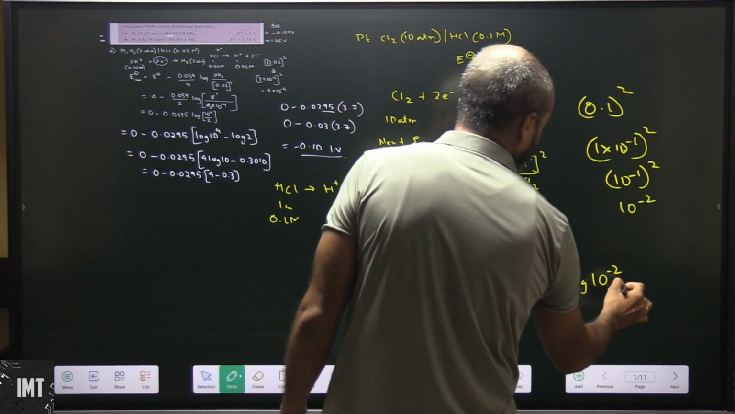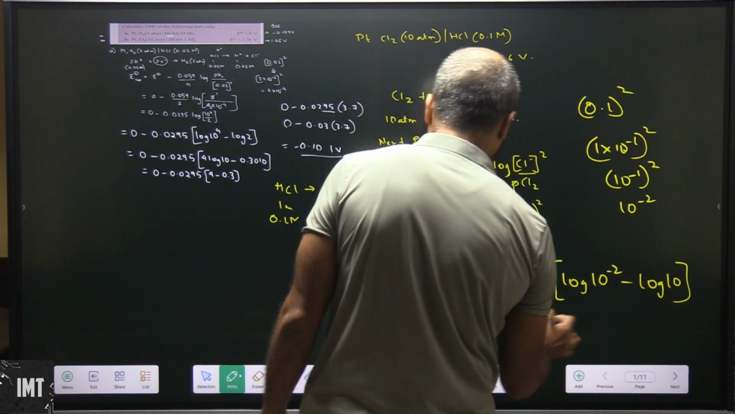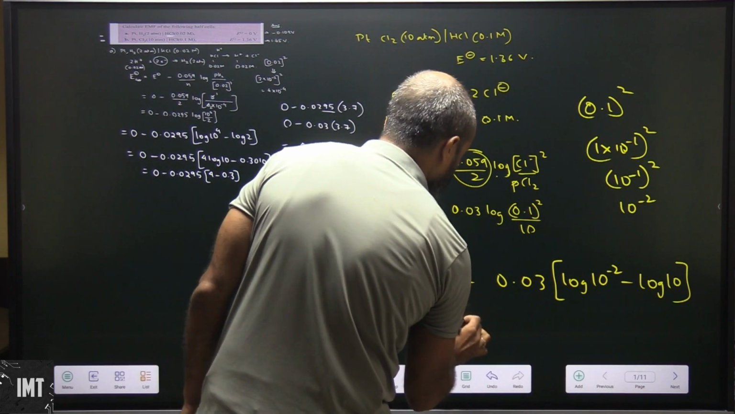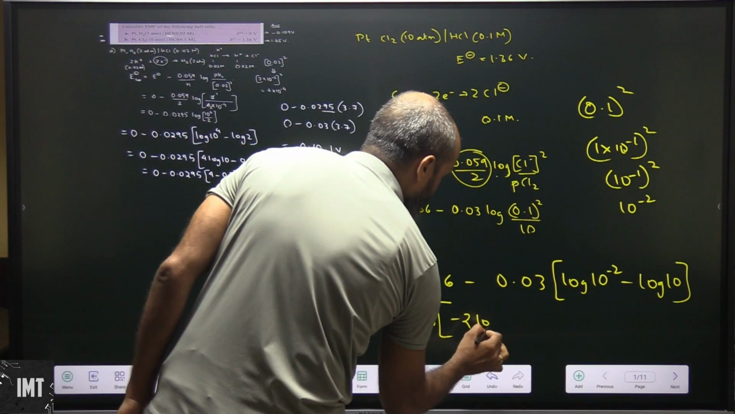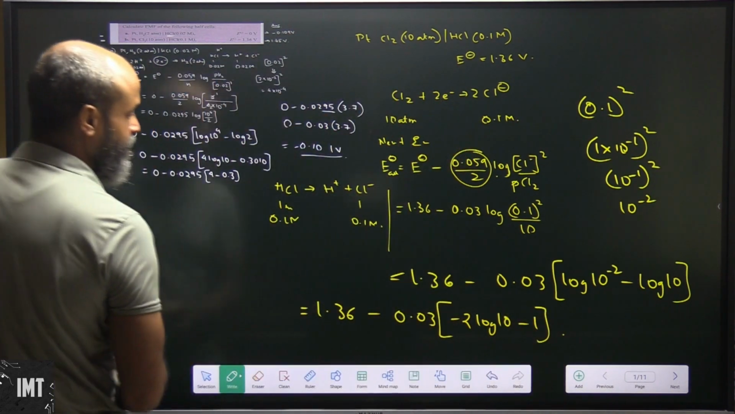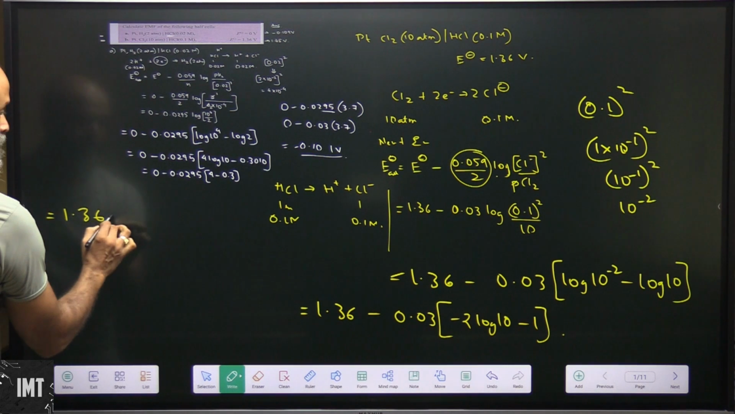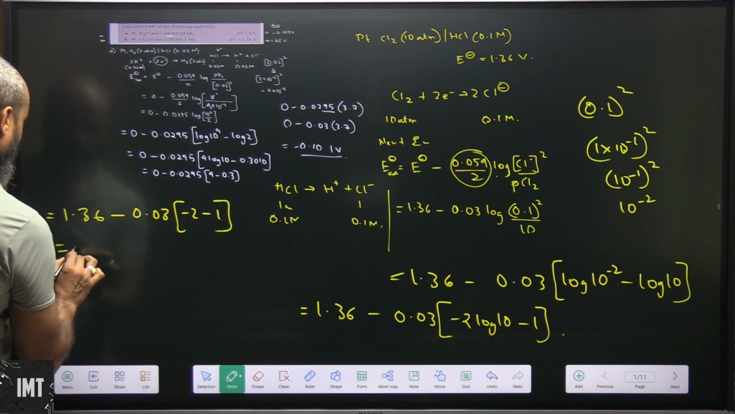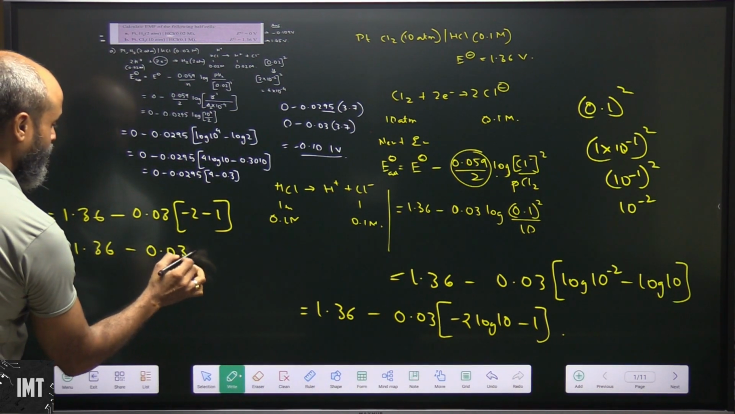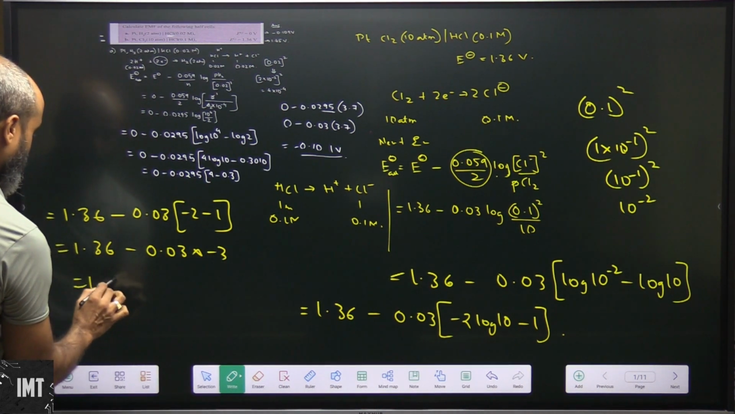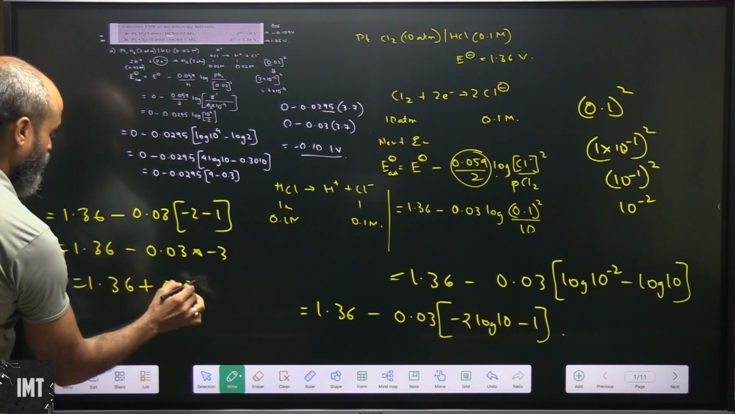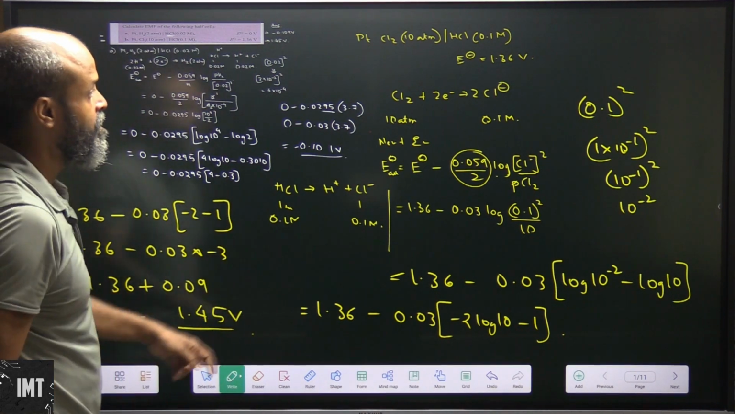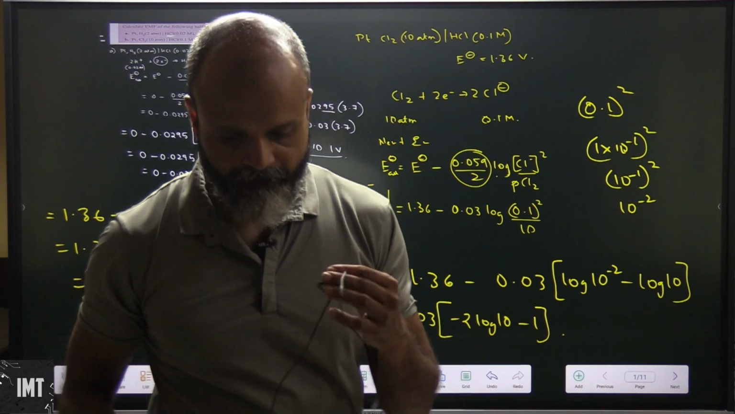so that can be written as log 10 raised to minus 2 minus log of 10. So this will be 1.36 minus 0.03, this gives you minus 2 log 10 minus 1 log 10, and we know log 10 has a value of 1, so this will be minus 2 minus 1, so that's going to be 1.36 minus 0.03 into minus 3, so this is going to be 1.36 plus 0.09, so 9 plus 6 is 15, 3 plus 1 is 4, that will be 1.45 volts. So that's the answer, 1.45 volts. Okay, all right, we will continue with more problems here.